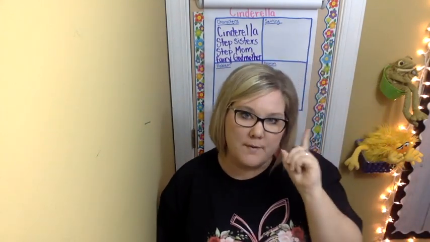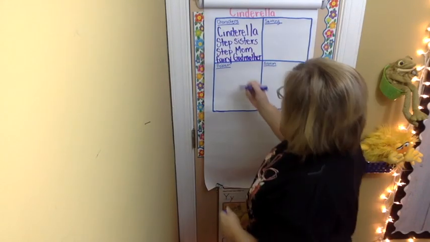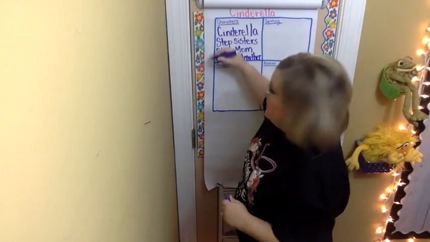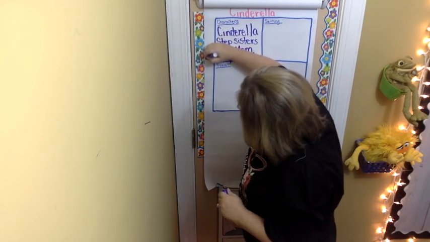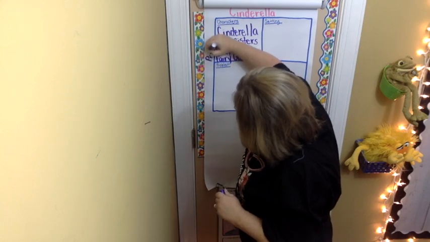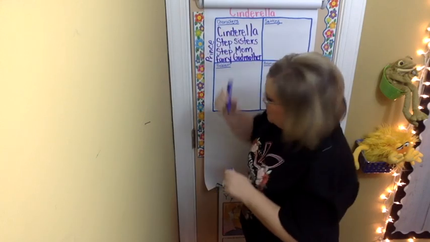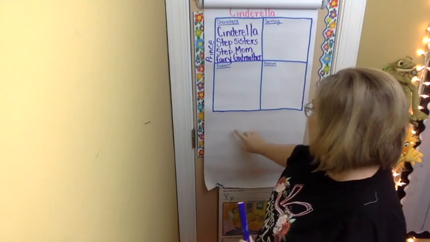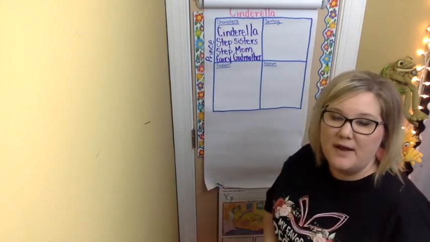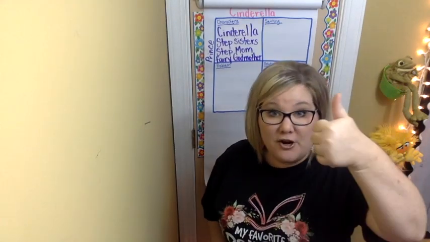I could think of one more character that was pretty important in our story, and that's the prince in the end. So let's squeeze him in. I'm going to squeeze him in over here, okay? So if you have to squeeze in somebody, Prince, if you ran out of room in your box, that's okay. You can put it down at the bottom or anywhere you have room. All right, so we've got our characters covered.